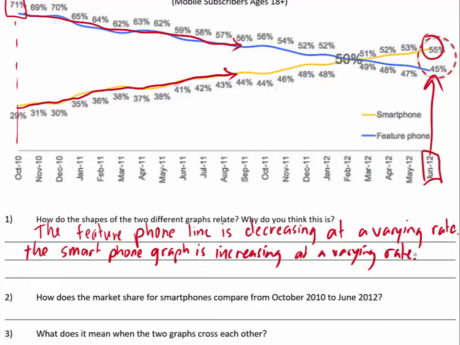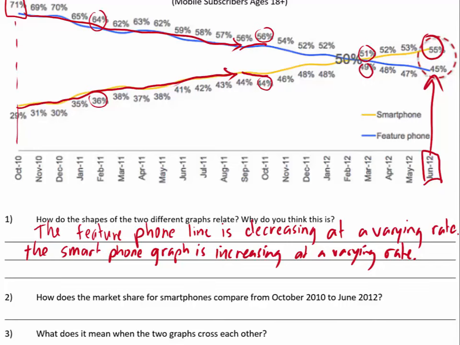Now, one thing that's kind of interesting, since smartphones and feature phones would make up all of the market, if at some point one goes up, the other must go down, because the two percentages here, such as like 56 and 44, or maybe back here 64 and 36, or maybe 51 and 49, all of these percentages have to add up to 100%. Okay, there are no other types of phones out there besides smartphones or feature phones. So if one goes up, the other must go down. They're related in how they move.